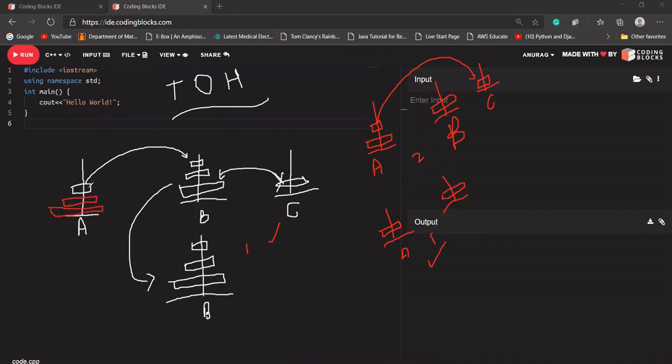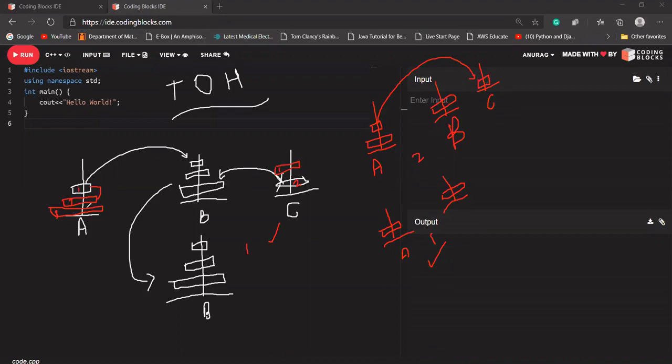If I can transfer these two disks into C in the same manner as they are in A, let's say it should be one, two, three, so if I can transfer two and one in the same manner that it is in A, then I can directly transfer 3 to B, because then B will be empty.